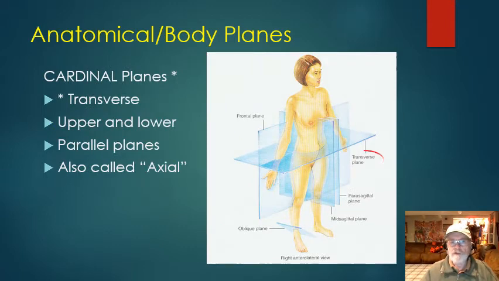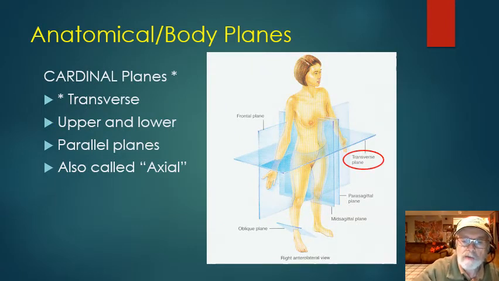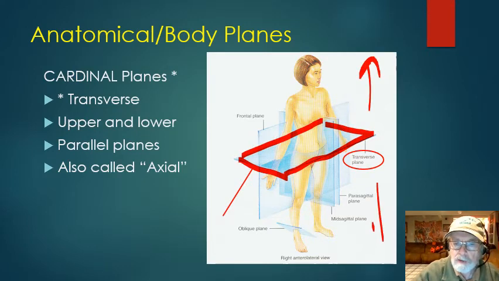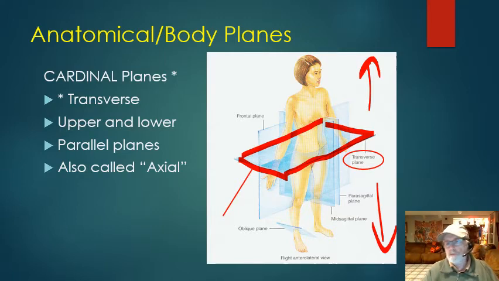The third plane we have is called the transverse plane. The transverse plane is this plane right here that divides the body into an upper and a lower part. Again, it's not totally symmetrical, because things on the top are different from things around the bottom. Also, one other thing I should mention about the transverse plane: it's sometimes called the axial plane. So if you see axial plane or transverse plane, they both mean the same.